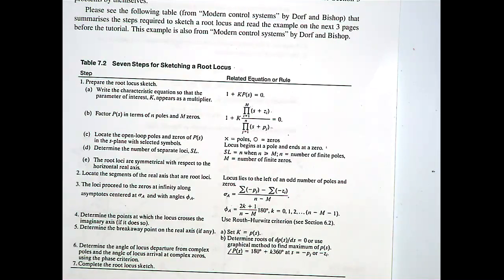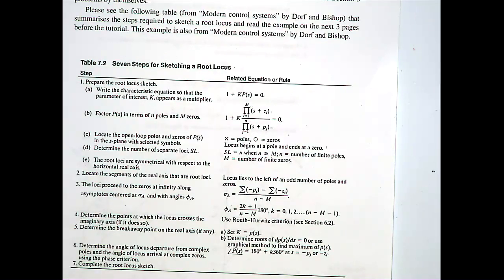Basically, breakaway points are, if you're on a real axis, for instance, there are two branches traveling towards each other. At some point, they would meet. The point where they meet would give you multiple solutions. Then you have a pole with a multiplicity of 2.